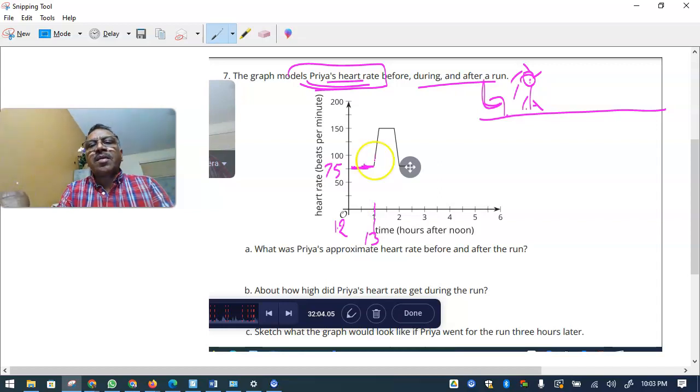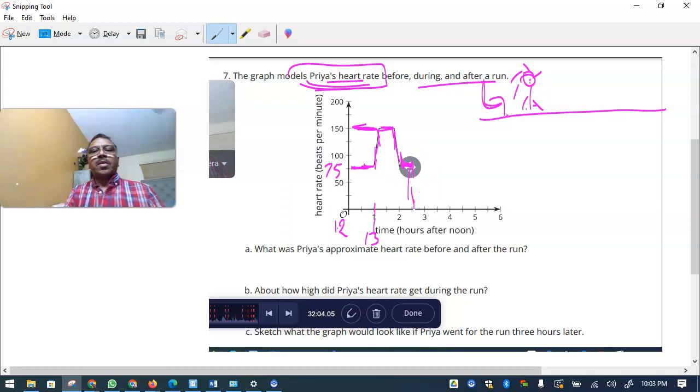The moment she starts running, her heartbeat goes up to almost 150, and then once she stops after the running, very soon her heart rate goes back down to 75, and then she stands till like this. So that's what that means.